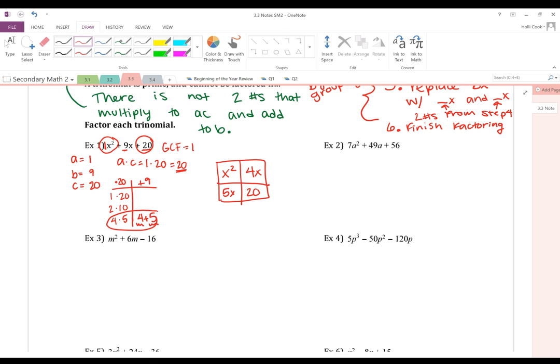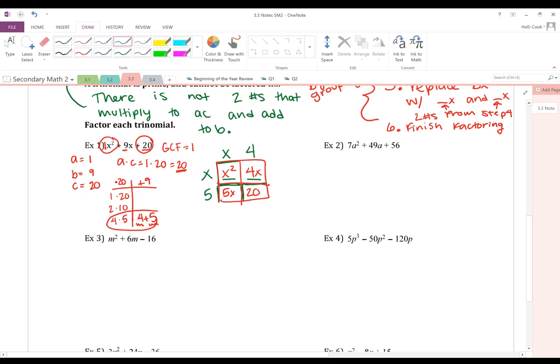So let's look. What do x squared and 4x have in common? Well, they both have an x. And if that side's x, what's going to go up here to get us to x squared? Well, that's going to be x as well, right? x times x is x squared. If that side's x, what's this side going to be to get us to 5x? Well, that's going to be 5. If that side's 5, what's this side going to be to get us to 20?